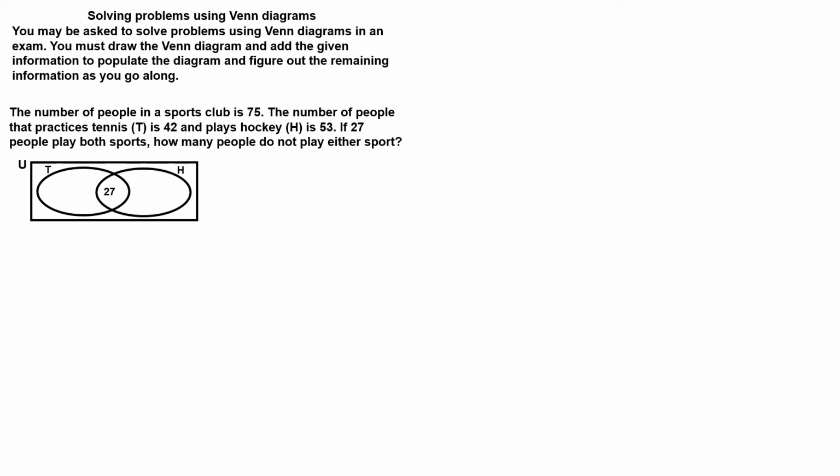The problem says 42 people play tennis. But from the diagram, 27 people play both sports. So the number of people who play tennis and not play hockey is 42 minus 27. So we will put 15 in the tennis only part of the tennis circle.